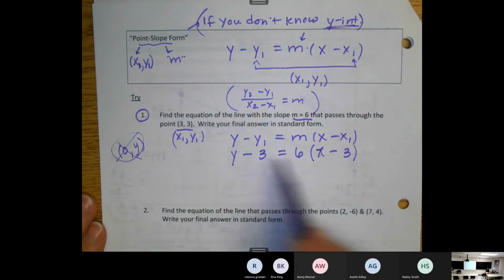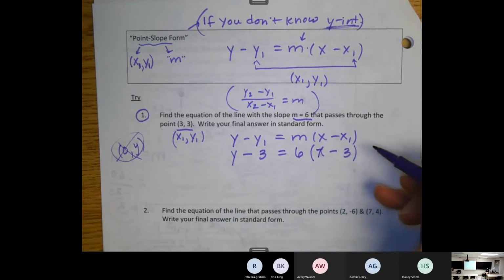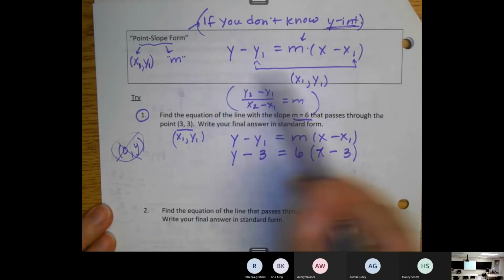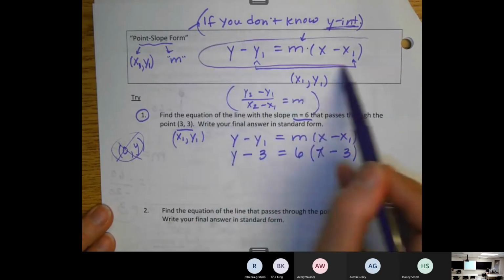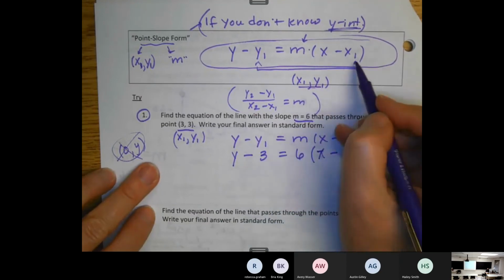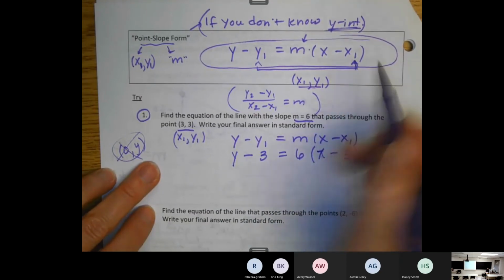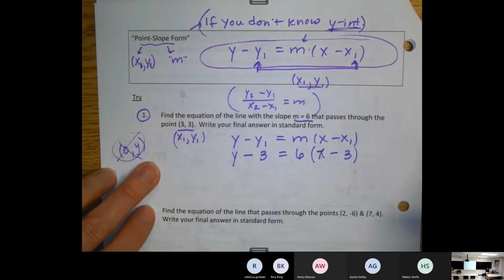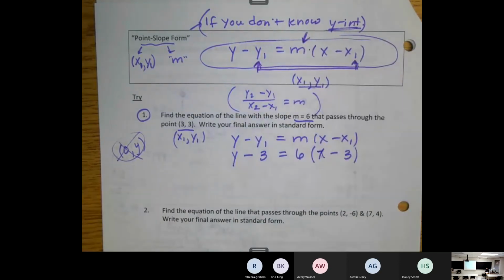Take just a second to look all that over, see if you can understand where it came from. We're just using that formula from up above. We're taking the point they gave us and putting it in place of the x1 and the y1. And we're taking the slope they gave us and putting it in place of the m.